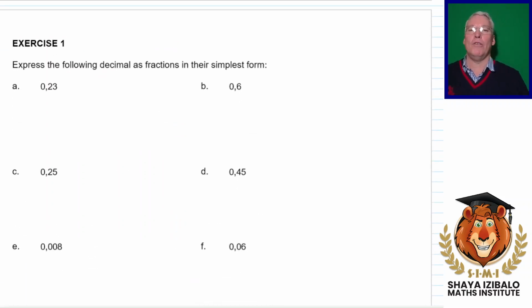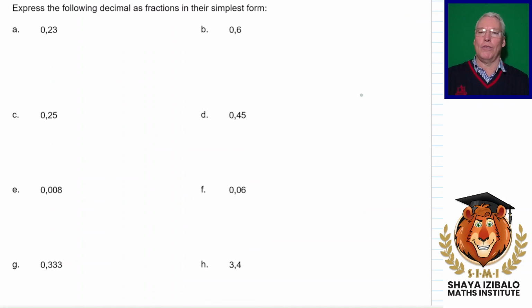Now what we want you to do, and we'll do the first two with you and then we'll ask you to try some, is take these decimals and put them into fraction form. Now, that's 2 tenths, and that is 3 hundredths. So altogether, we've got 23 hundredths.